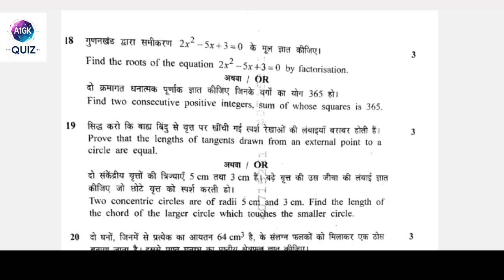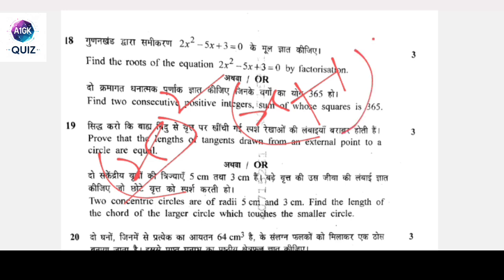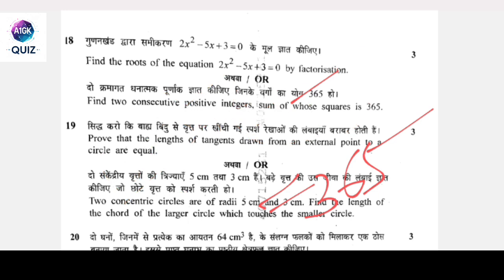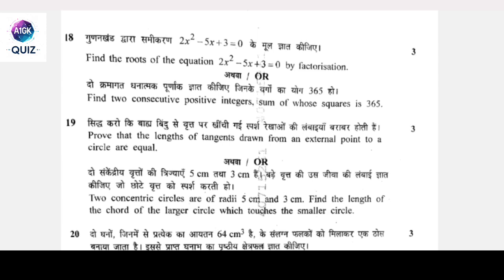Or question: find two consecutive positive integers, sum of whose squares is 365. First of all, let the two consecutive positive integers be x and x plus 1. Sum of squares means their squares, and their sum is 365. On simplifying the given equation, we get a quadratic equation, and on solving it we can find the answer.